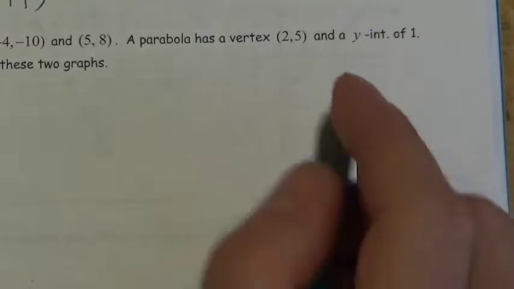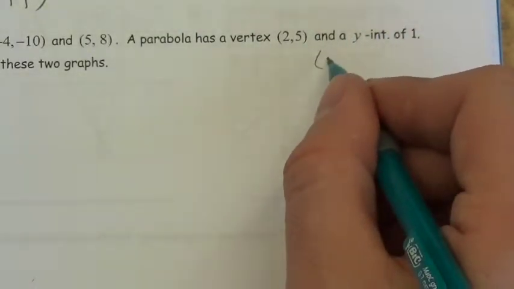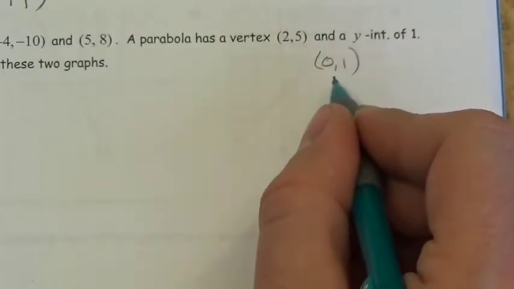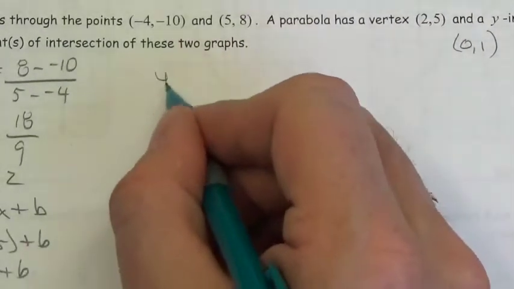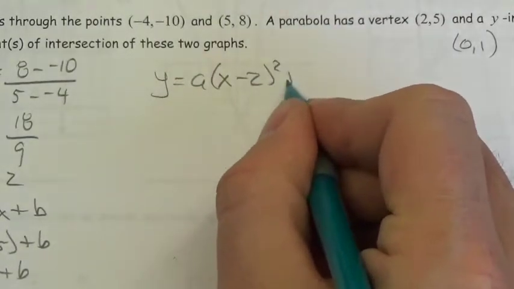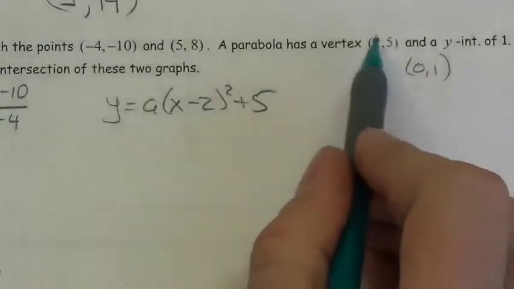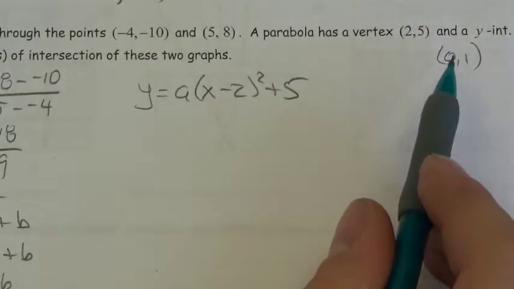Now let's look at the parabola. You know that you've got a vertex of 2, 5, and it's got a y-intercept of 1, so it's going to look like that. Okay, well I know the vertex, so let's put this in vertex form. So y is equal to a times (x minus 2) squared plus 5. I know that it's got a y-intercept of 1, so it should go through the point 0, 1.